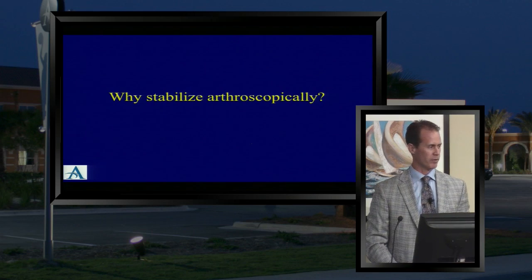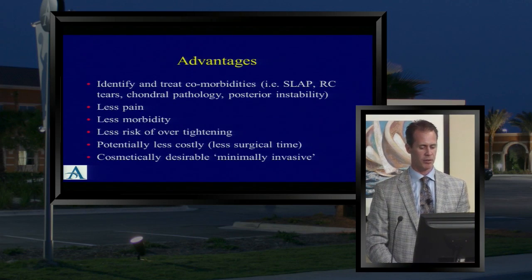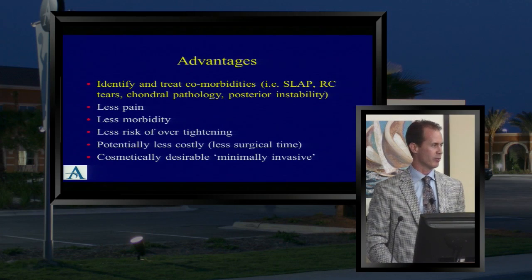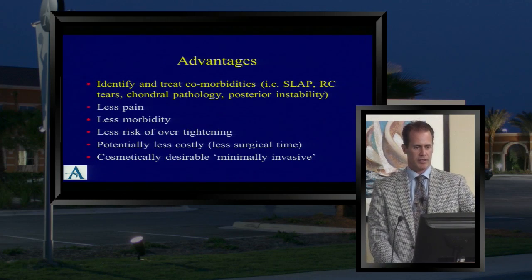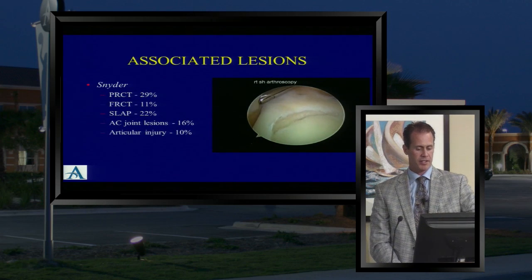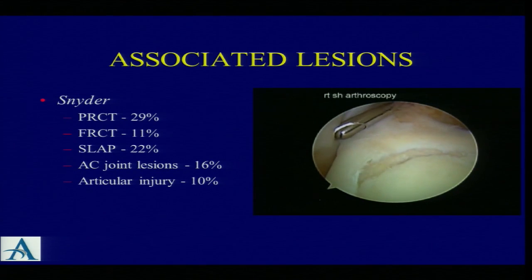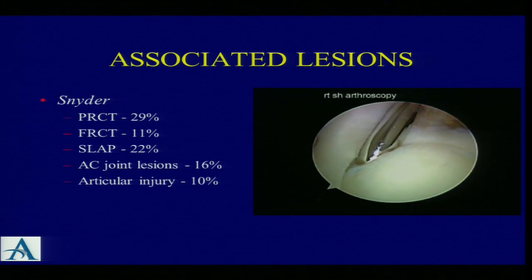So that became one of the reasons to really look into doing this arthroscopically, and there are many advantages to doing this. Less pain, less morbidity, less risk of over-tightening, potentially other issues, but really it's this top one that is the real reason that we should be doing these arthroscopically, because we can see better, we can identify other pathologies better, and we can treat them all at the same time. So there are numerous studies showing this. Snyder was one of the first to do a large retrospective review of his patients. He found these fairly staggering numbers of associated pathology: 29% with at least partial thickness rotator cuff tears, 11% with full, 22% with SLAPs, and so on.